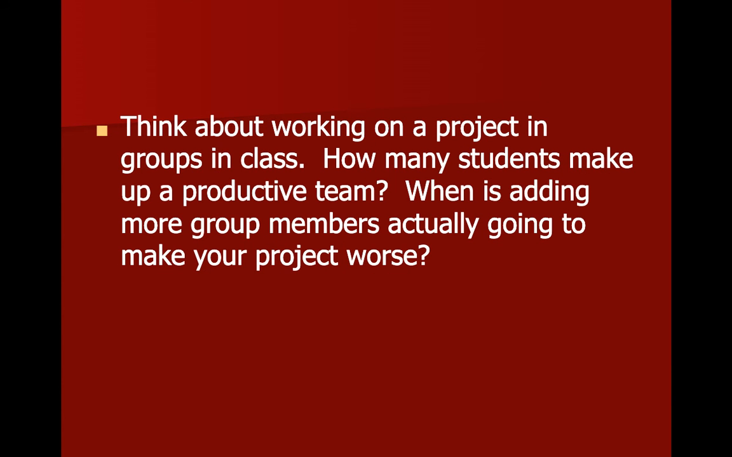The best way to help you understand this concept and to help illustrate it, because it's kind of confusing, think about when you work on projects as a group in class. How many students make up a productive team? Is it two, three, four? Usually, most groups are about four people. Typically, it's about the average. But what happens when you add a fifth person or a sixth person or even a seventh person to your team? What will happen to your project? Is it going to get better? Or probably not. It's probably going to get worse because now you have too many people.